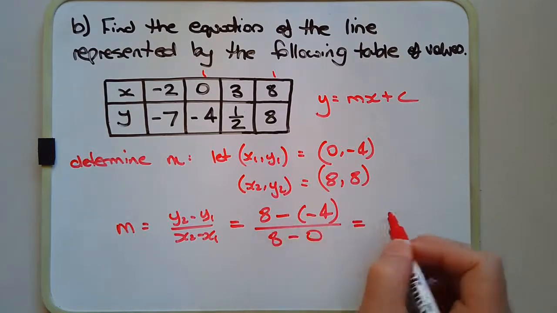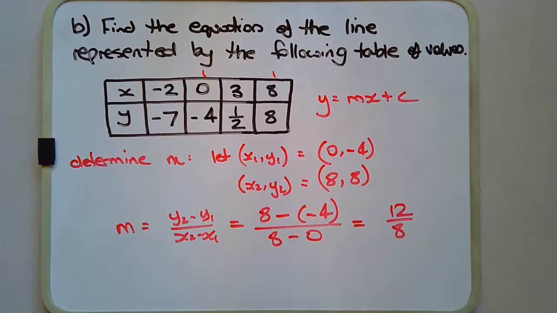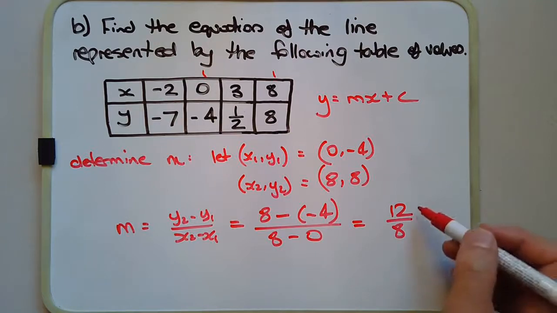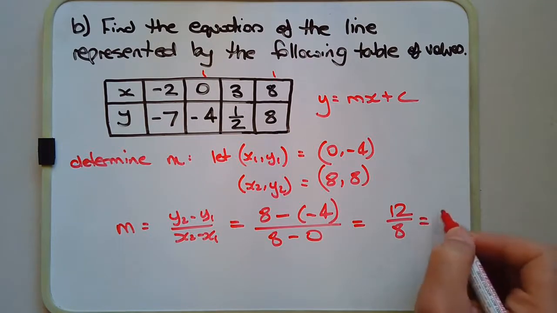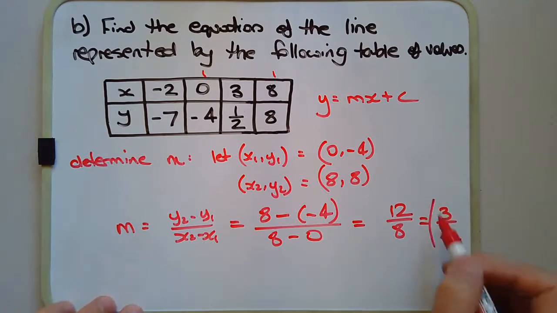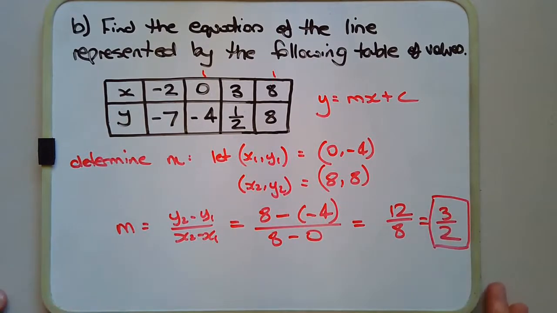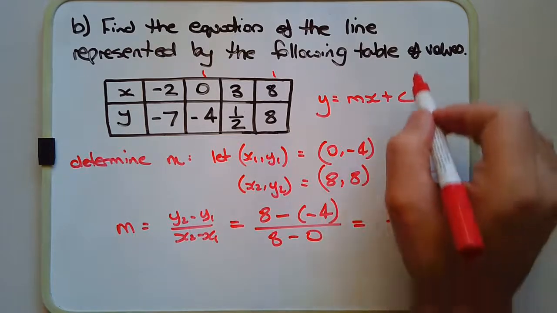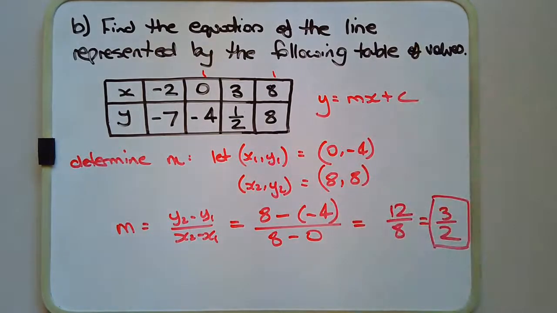8 minus minus 4 is 12, over 8. We're going to get an improper fraction here, 12 over 8. If you divide top and bottom by 4, you get 3 over 2. So that's our gradient. It's actually 1.5, or 3 on 2. So for every 2 we go across, we go 3 up. That's a gradient of 1.5.